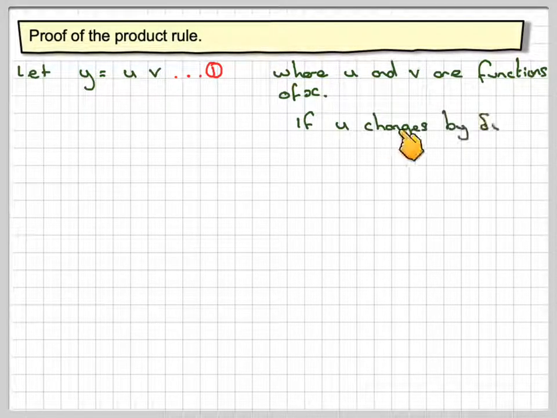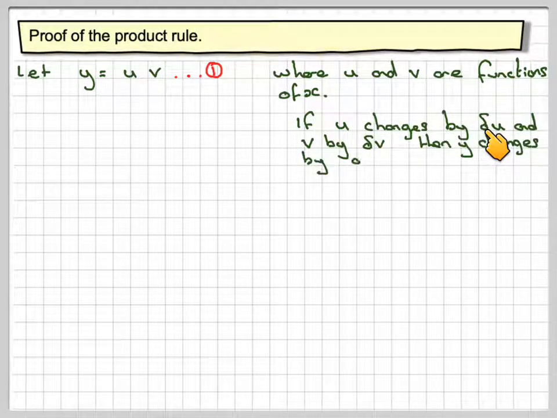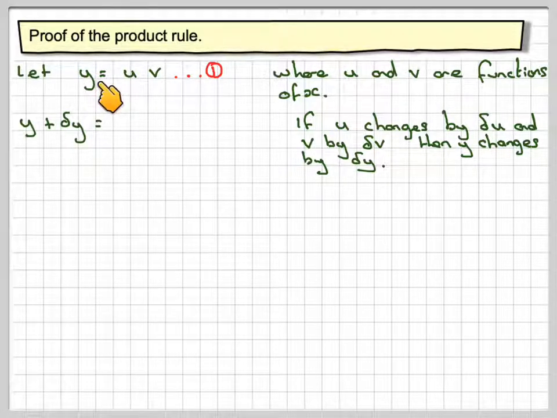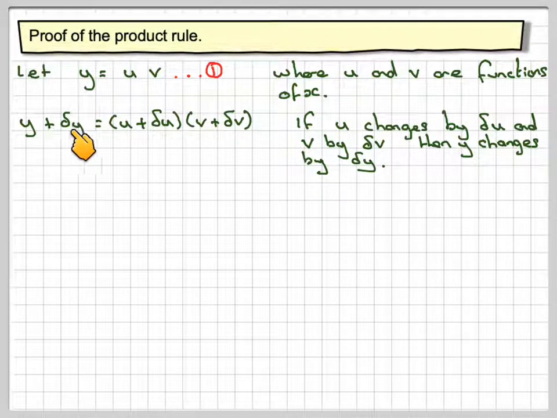And then if we let u change by a little bit of u, which we'll call delta u, and v by a little bit of v, which we'll call delta v, y will also change by a little bit of y. So basically y plus delta y is equal to u plus delta u times v plus delta v. We'll call that equation 2.